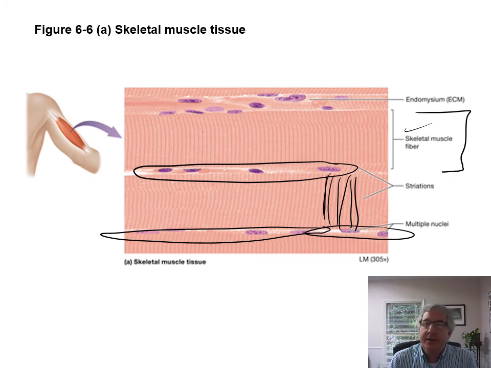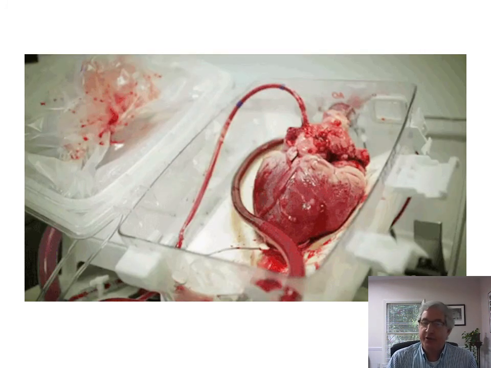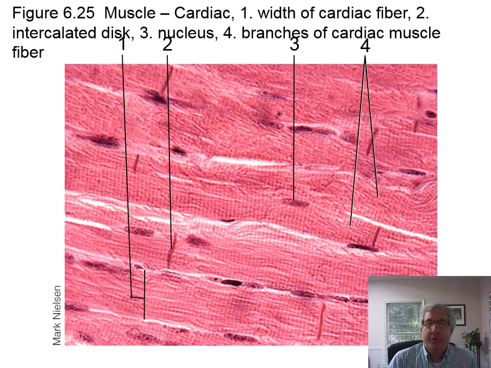All right, next slide. Okay, going on to cardiac muscle. This is a heart, actually sitting here being perfused, sitting in a little tray. Next slide. So we have cardiac muscle. Here's the width of a cardiac muscle fiber, drawn on the outside here. And you can see there are nuclei in here.